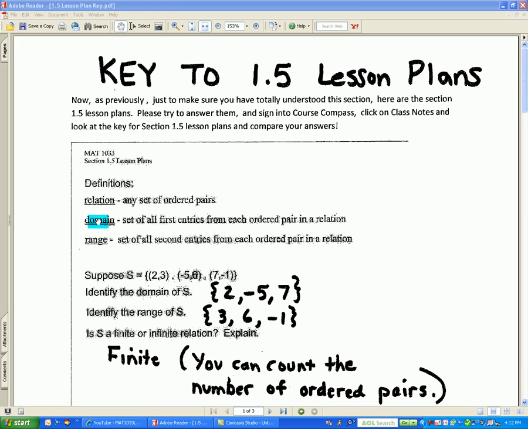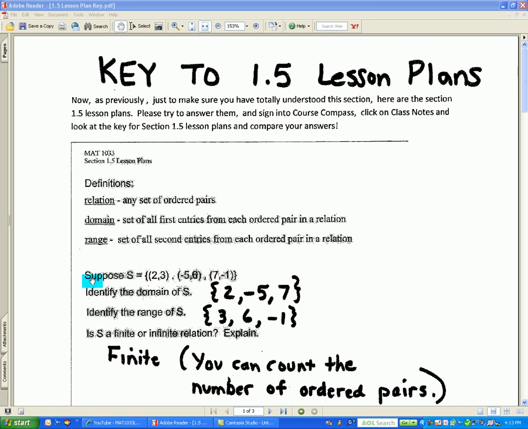The domain of a relation is always the set of first entries, so it's always the inputs. It's the ones that appear first in the ordered pair. The range is the set of second entries, and those are sometimes referred to as the outputs. I always like to tell my students to look at the word domain, and the very last two letters in the word domain is IN, in. Domain are the values that go in, range are the values that come out.